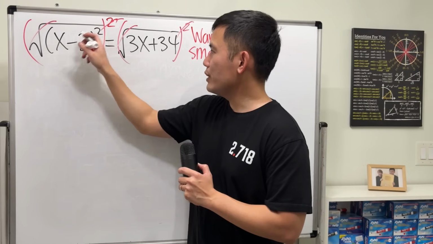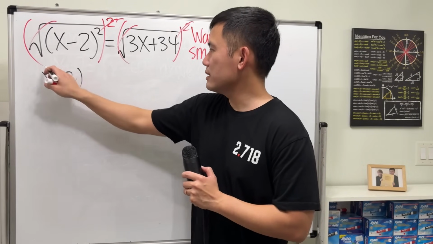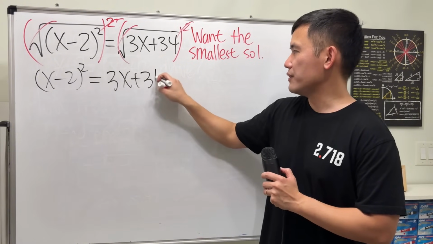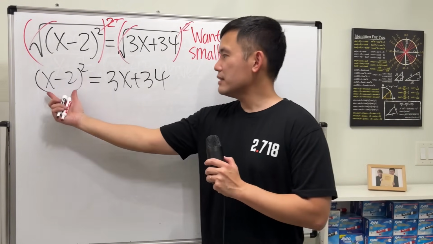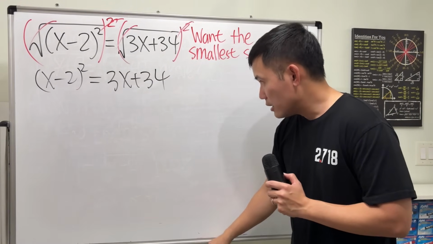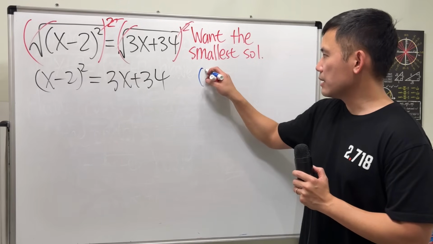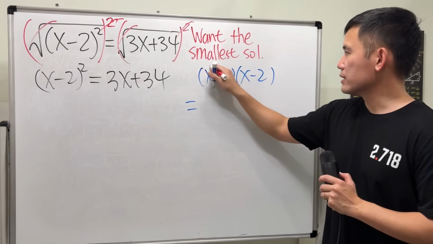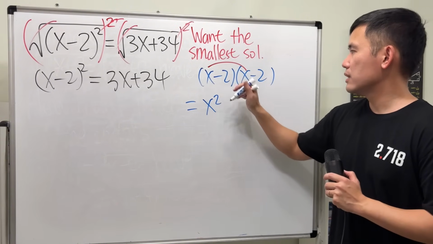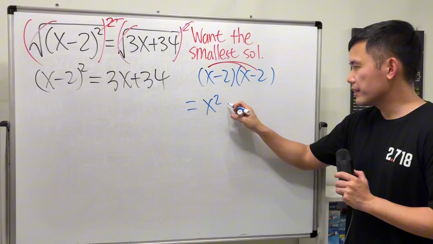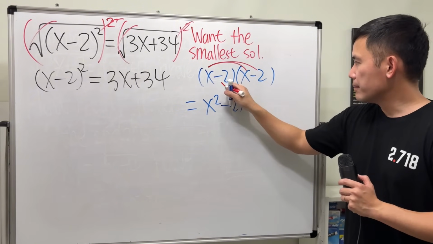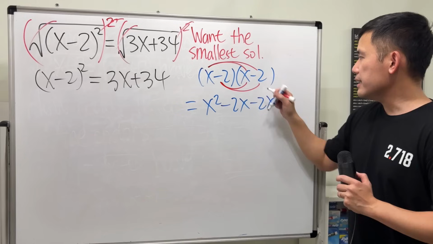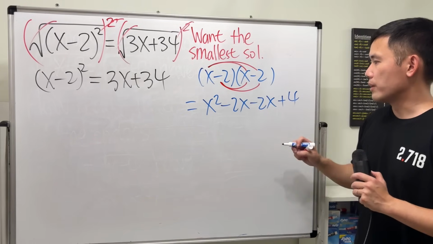So here inside we have (x minus 2) squared. That is equal to 3x plus 34. Now on the left hand side, we're just going to expand it. (x minus 2) squared is the same as (x minus 2) times (x minus 2). Multiply this out. x times x is x squared. x times minus 2, that's minus 2x. And then minus 2 times x, another minus 2x. Lastly, negative 2 times negative 2 is plus 4.